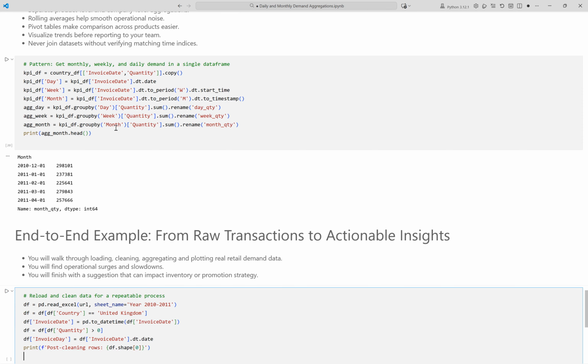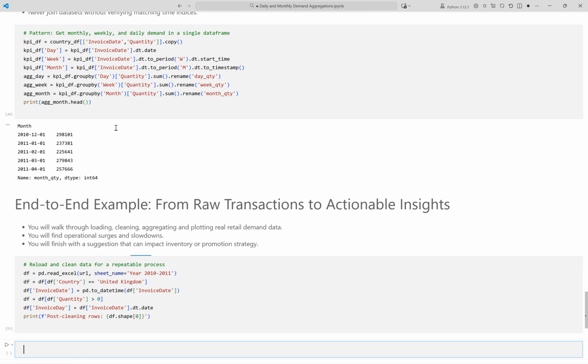Running the cell now. This output shows the number of rows remaining after filtering the raw dataset to include only positive sales transactions from the UK, ensuring clean and relevant data for analysis. Noticing this count confirms that the data cleaning step was successful, providing a solid foundation for identifying trends and operational patterns in later sections. This step is essential for producing reliable insights that can guide inventory or promotion strategies. Always start your pipeline with data cleaning. Errors here will affect all downstream analytics.